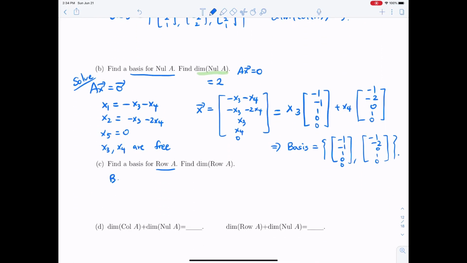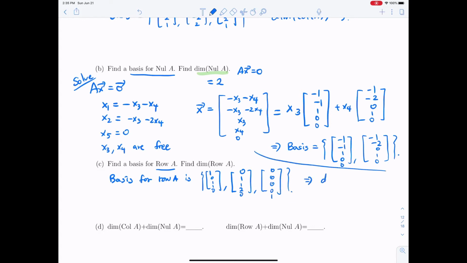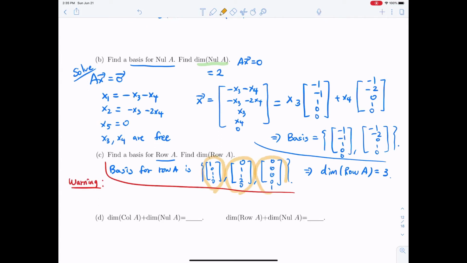So the basis for the row space of A should be (1, 0, 1, 1, 0), (0, 1, 1, 2, 0), and (0, 0, 0, 0, 1). So from here, you can tell that the dimension of the row space of A equals 3. One thing that I want to warn you about here is that these three vectors are not the first three rows of A, but they're the first three rows of the row echelon form of A.